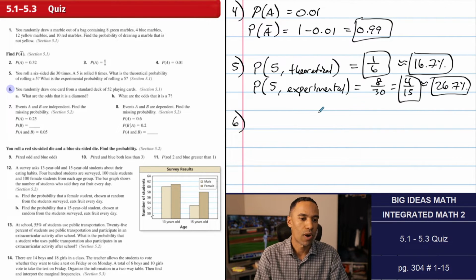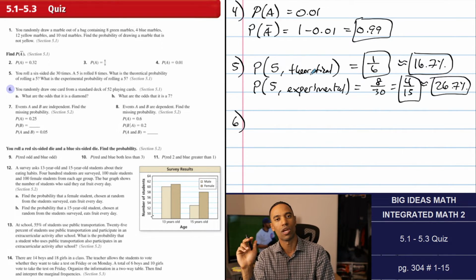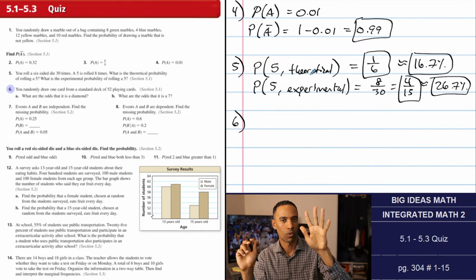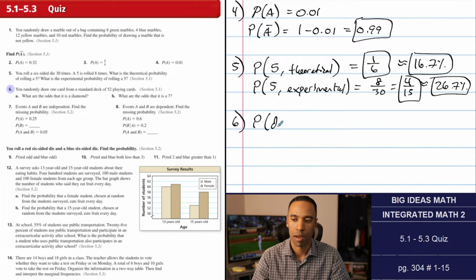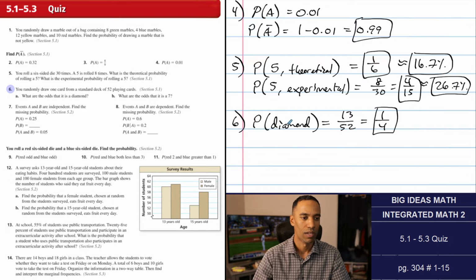Number 6, you randomly draw one card from a standard deck of 52 playing cards. What are the odds that it is a diamond? All right, so you need to know that there are 4 suits: diamonds, clubs, hearts, and spades. They're all equally likely to occur. So as far as diamond goes, probability of diamond is, you can say it one of two ways. There are 13 diamonds in the deck out of 52, but when you reduce it, ultimately you get 1/4. That's also 25%. That's part A.